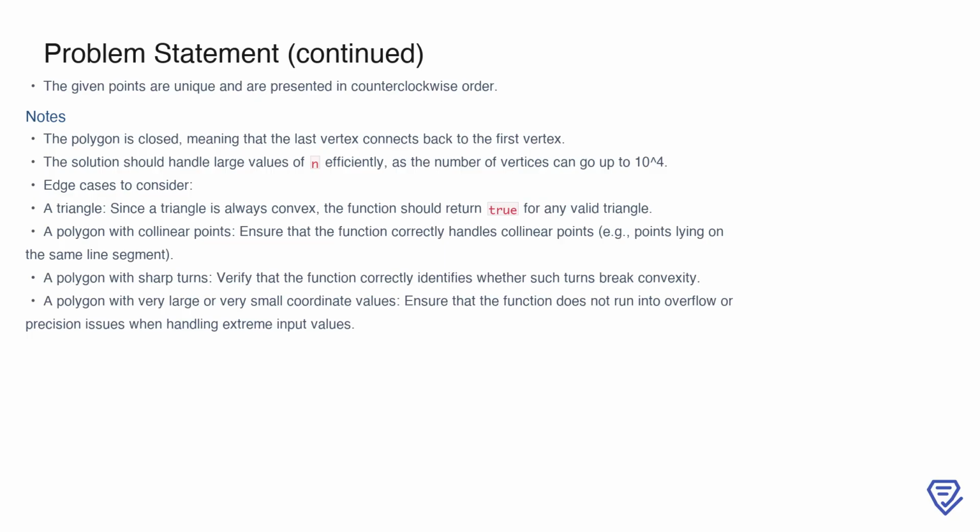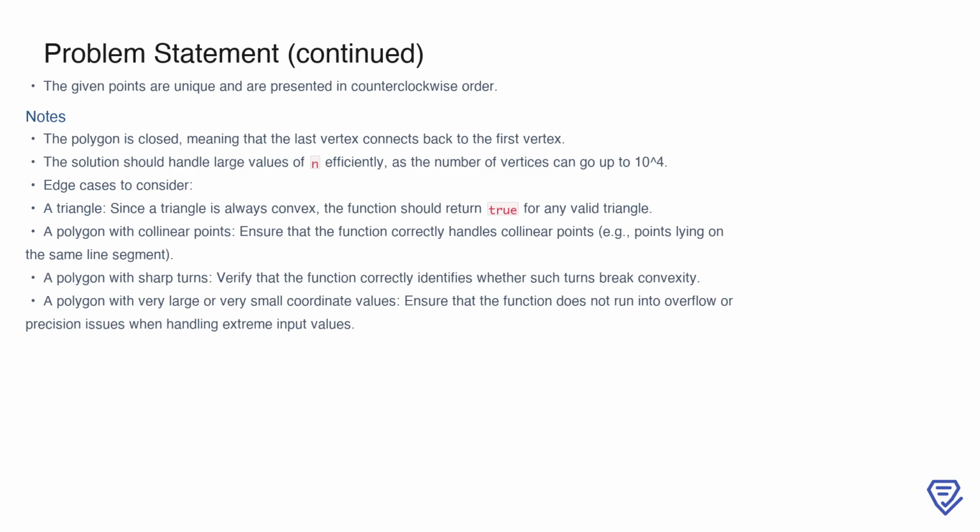Consider edge cases like triangles, which are always convex, and polygons with collinear points, where multiple points lie on the same straight line. It's also important to handle sharp turns correctly, ensuring the function identifies whether such turns break convexity. Finally, the solution should be robust enough to avoid overflow or precision issues when dealing with very large or very small coordinate values.